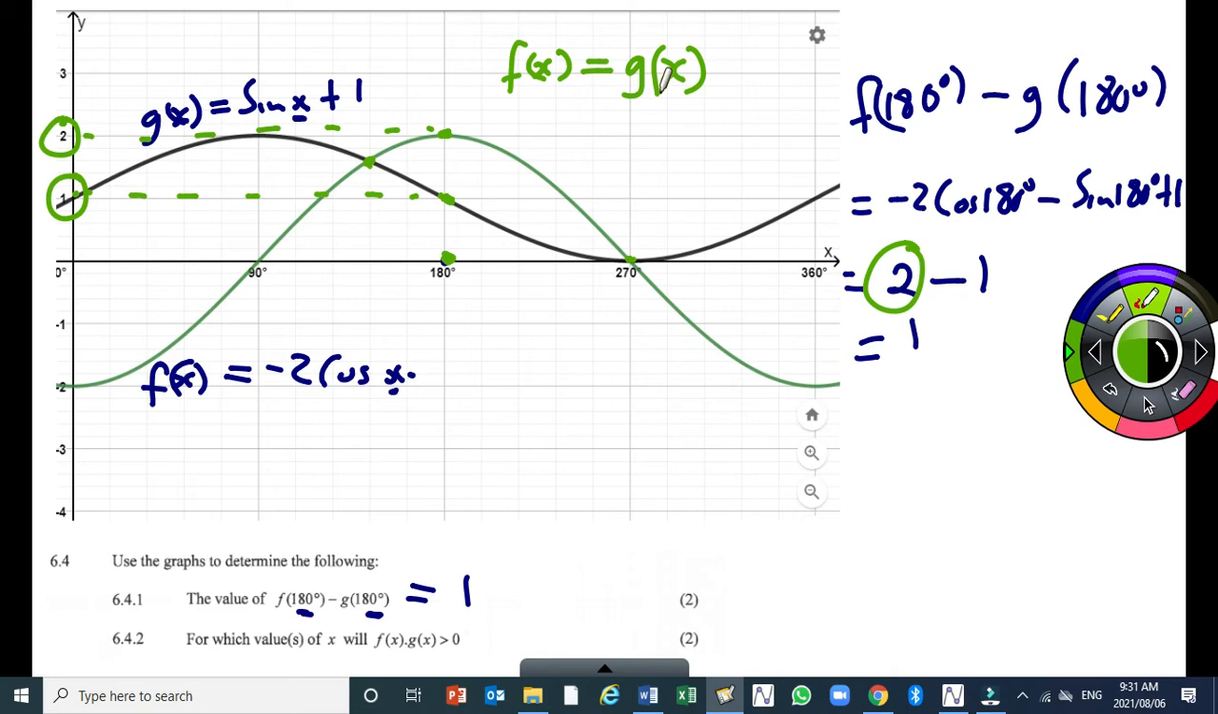All right? I can ask you many questions on these two graphs. Right? I can ask you many questions, but I don't have time. Right? Let's do 6.4.2. Let's go.